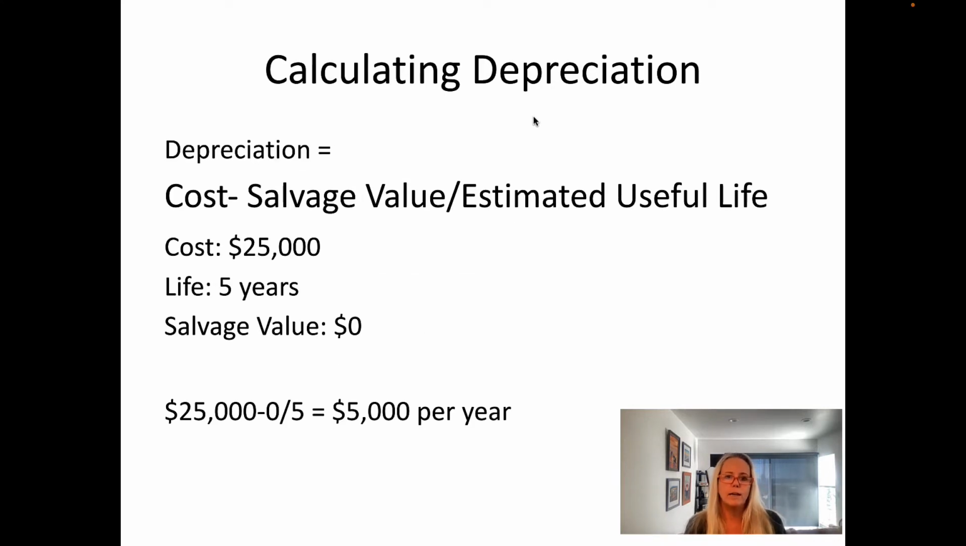So to calculate depreciation, we take the cost and we subtract the salvage value. With that, we divide by the estimated useful life. Let's say that I have an asset that I purchased for $25,000 and I plan to use it for 5 years. And at the end of that 5 years, its value to my business is basically going to be zero. So for me, I take that $25,000, I divide it by 5, the number of years of useful life, and I get $5,000 a year of depreciation expense.